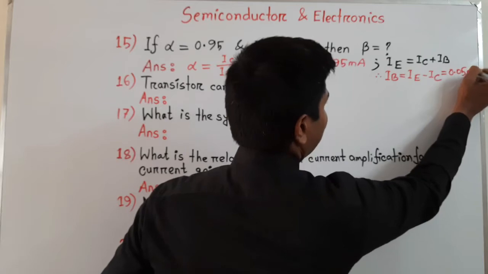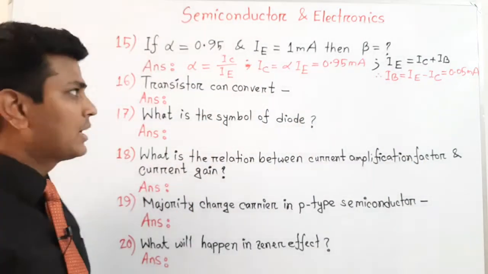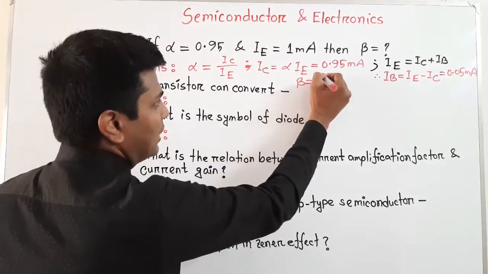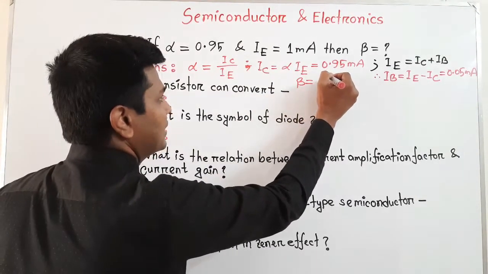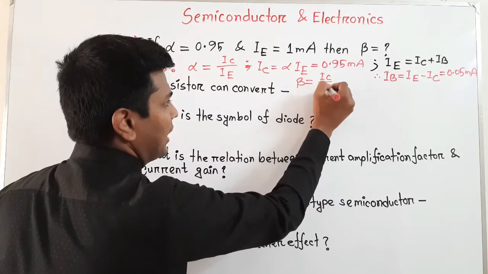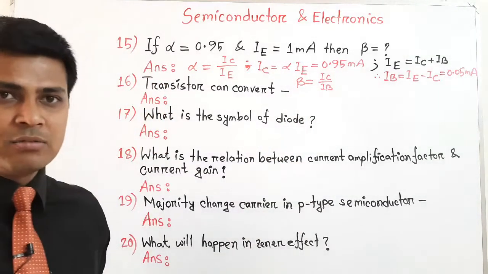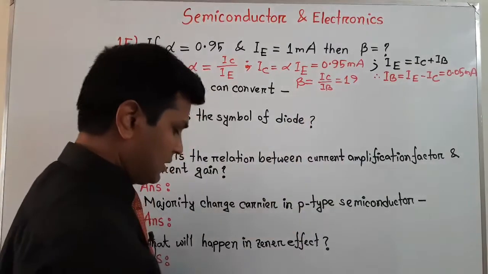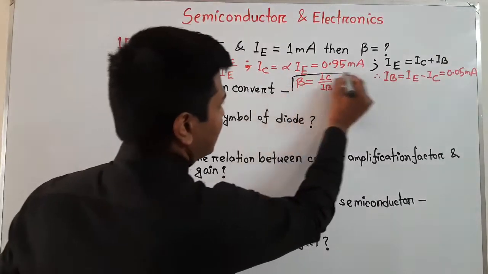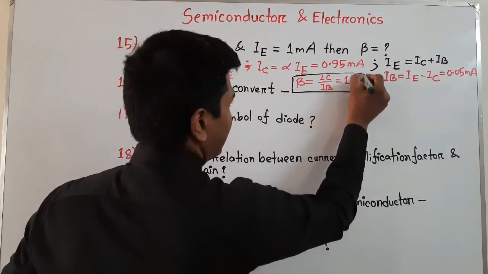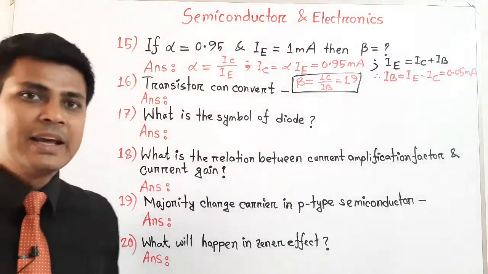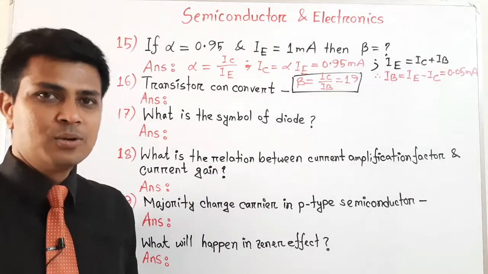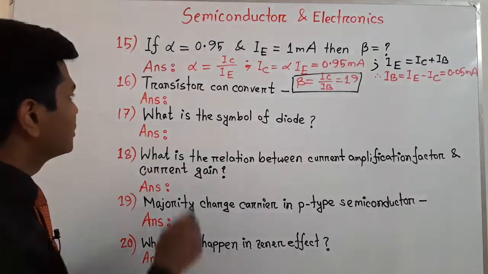The base current is 0.05 milliampere. Now we can calculate the value of beta, and the formula is beta equals IC divided by IB. After calculating this value we get the answer 19. So this is the answer for the current gain, that is beta, and current gain has no unit because it is the ratio of currents. Hope you have understood. Now let's see question number 16.